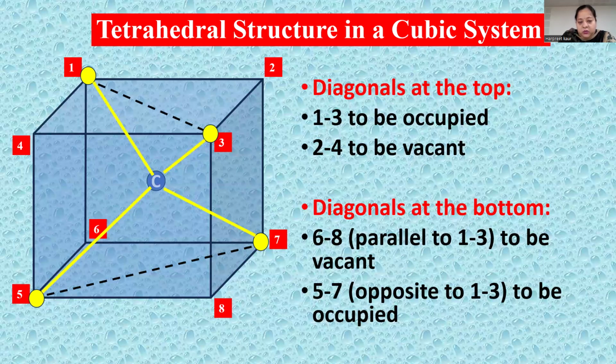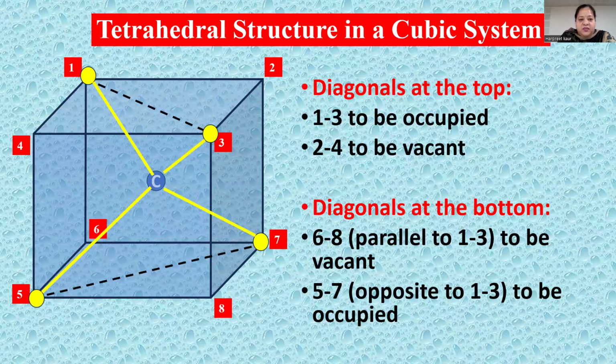And here we need to clear one more point to our students: the bonds are represented only by the yellow lines. The black dotted lines have no significance for the tetrahedral structure itself. The tetrahedral structure is represented only by the yellow lines, and the black lines represent only the cubic system. These are not the bonds. Bonds are only the yellow lines.